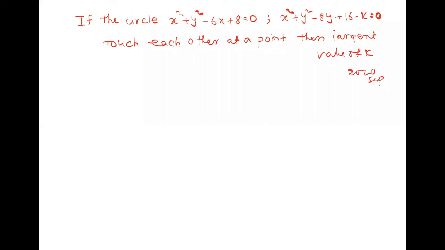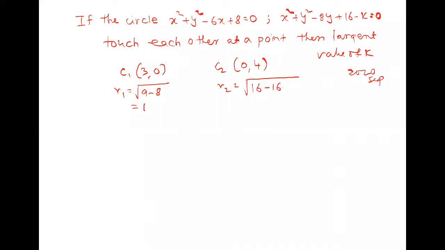What is the center of the circle? C1 is (3, 0), R1 equals √(9 − 8) = 1. What is C2? C2 is (0, 4). The radius R2 is equal to √(16 − 16 + k), so R2 equals √k. Clear? Case 1.